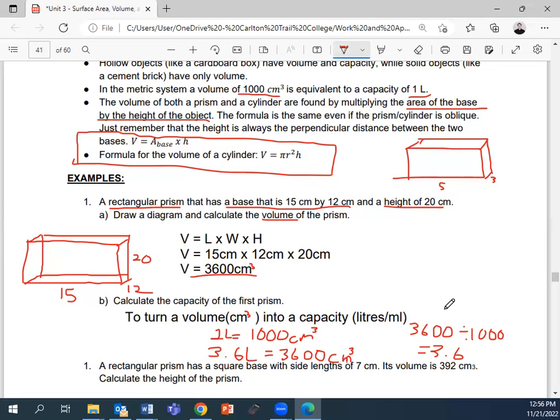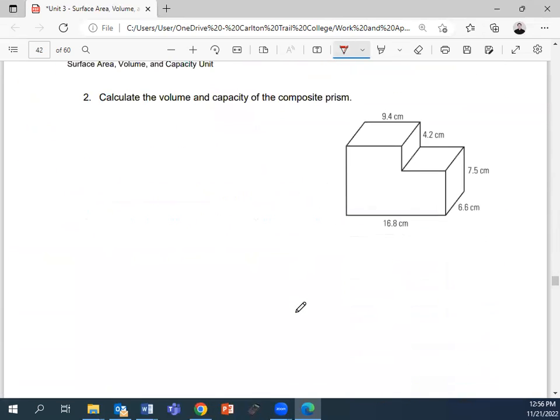Okay. So we're going to keep on going here. We're actually going to skip the first one. This is just an algebra question that we don't really need to worry about right now. So we're going to skip that first question and jump on down to question 2.